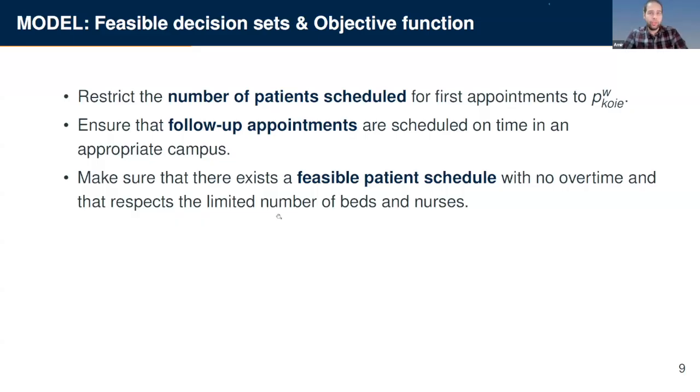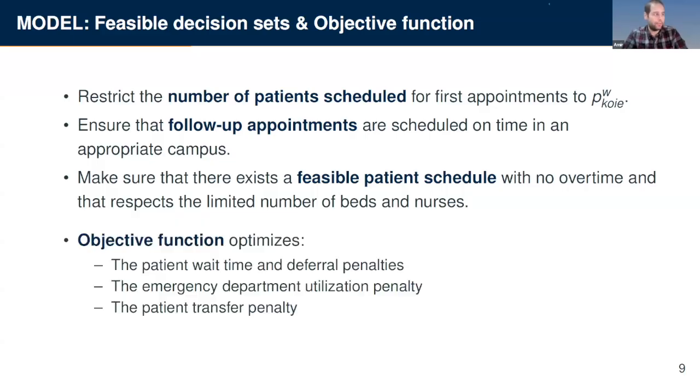And the last feasibility constraint that we have is that we have to make sure that there exists a feasible patient schedule that has no overtime and that also respects the limited number of beds and nurses available in the centers, right? Respecting the last constraint was the most difficult part of this problem. I'm going to explain it a little bit later, but briefly, it requires us to utilize binary variables, right? That's the primary thing, which results in a lot of computational complexity.